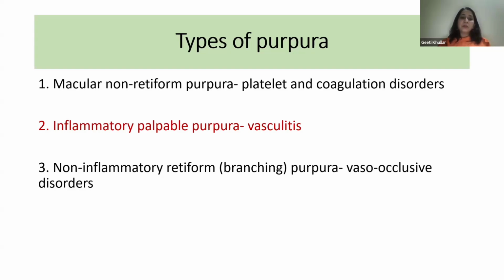And then we have non-inflammatory or retiform purpura, which is very characteristic of thrombo-occlusive disorders, maybe emboli, cholesterol emboli, or sometimes even livedoid vasculopathy or APLA syndrome. So these are actually the mimickers of vasculitis, and because they have different types of lesions, we have to differentiate these lesions from the typical lesions of vasculitis. And sometimes vasculitis can have these lesions also, but then there are other features which will help us distinguish them.